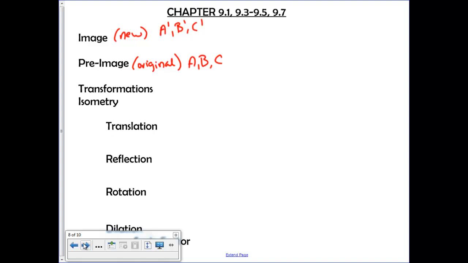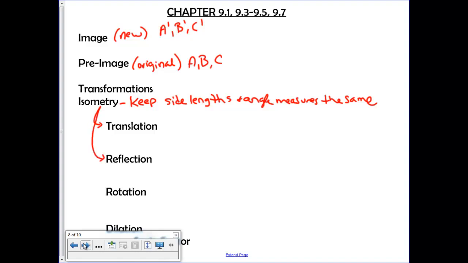And so we talked about this word isometry too. What's isometry? We keep the side lengths and angle measures the same. So when I translate something and I keep all the side lengths and keep all the angle measures the same, a translation is an isometry. Same as a reflection. When I take something and I flip it over, I still keep the side lengths, I still keep the angle measures the same. Same with the rotation. Is a dilation an isometry? No. A dilation is when we stretch or shrink something.